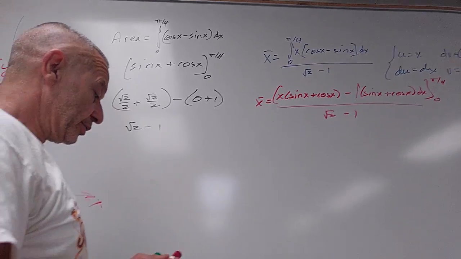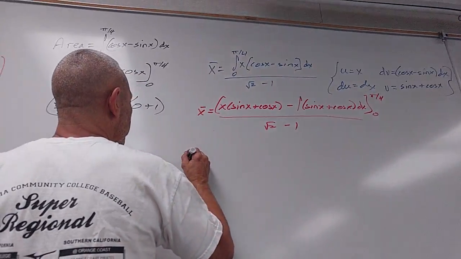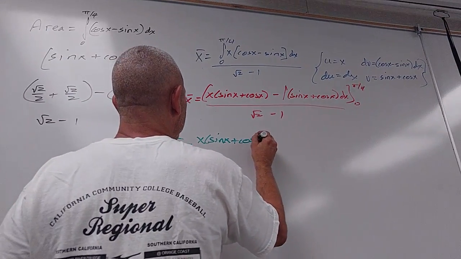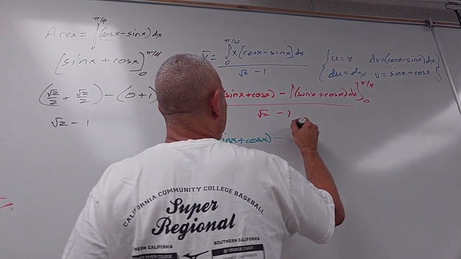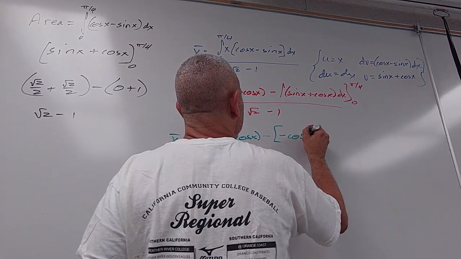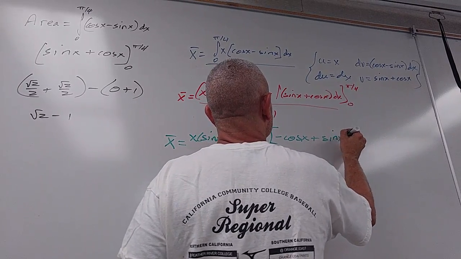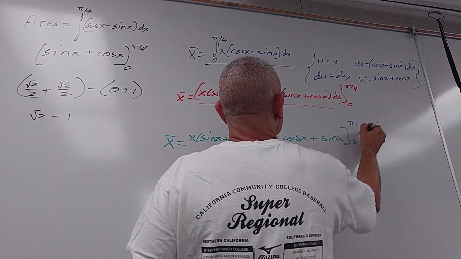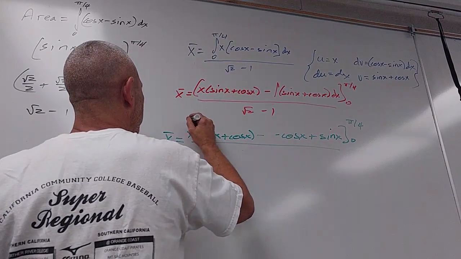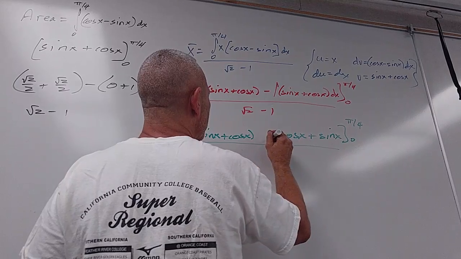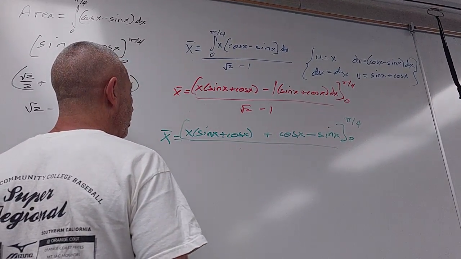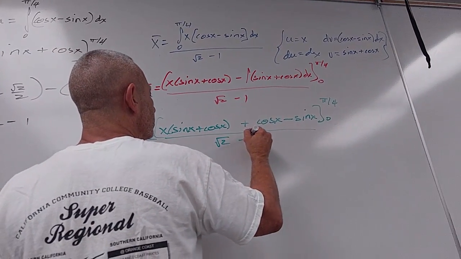So, continuing to integrate, x bar is x times sine x plus cosine x minus cosine x plus sine x from 0 to pi over 4. And it's all over, and it's all 0 to pi over 4, isn't it? So let's make that minus and minus, that becomes a plus, that becomes a minus, right? We'll go ahead and distribute the minus sign. Rad 2 minus 1.